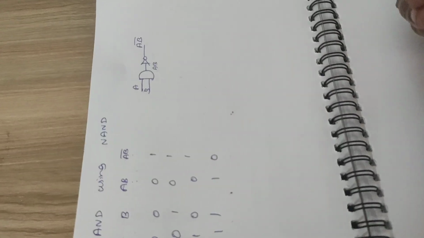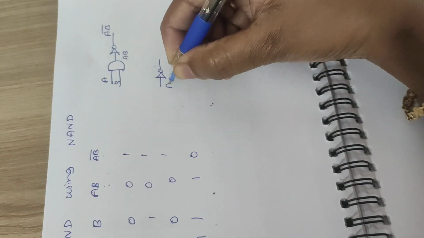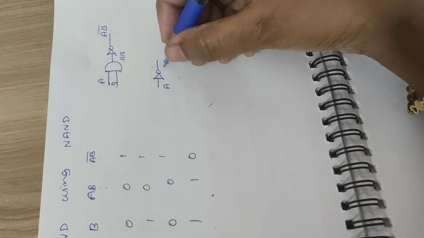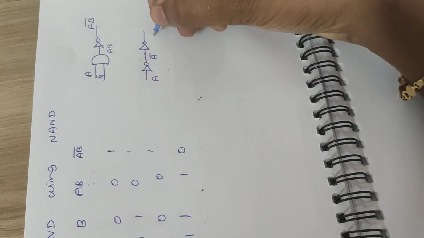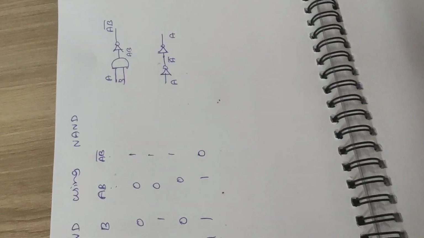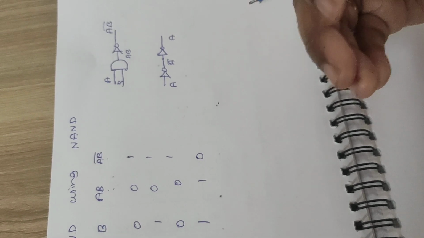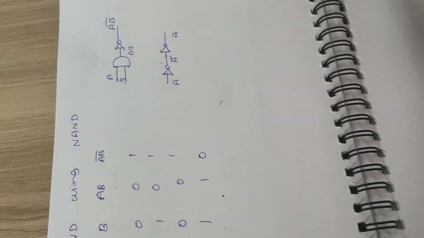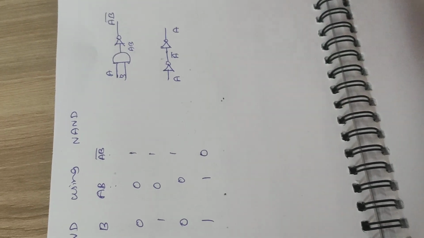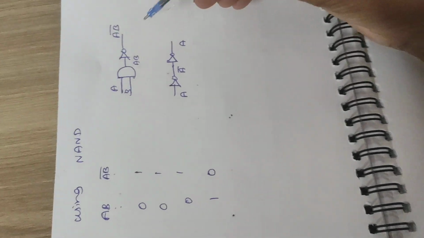Before seeing this one, I will tell another thing also. We all know, right? If I give one input, consider I am giving A, the output of the inverter will be A bar. And if I again invert the output of the inverter, the output will be A again. So if I do back-to-back inversion two times, my output will resemble the input. It will be the buffer condition. So this is one thing you remember.